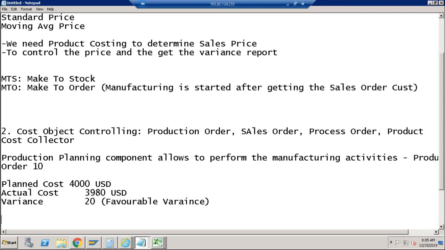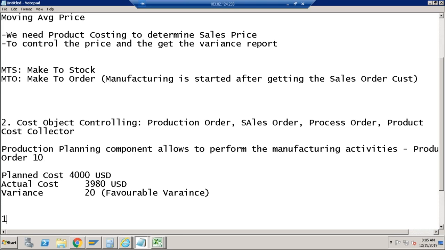Similarly, there is one customized version of laptop. Normally I don't stock this material. Normally I don't start the manufacturing of this particular laptop until I get the order. So one customized version of laptop is under the MTO scenario.